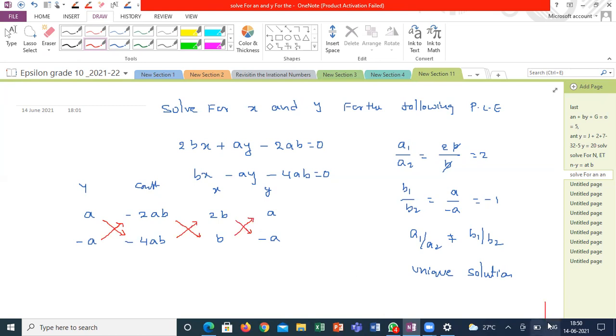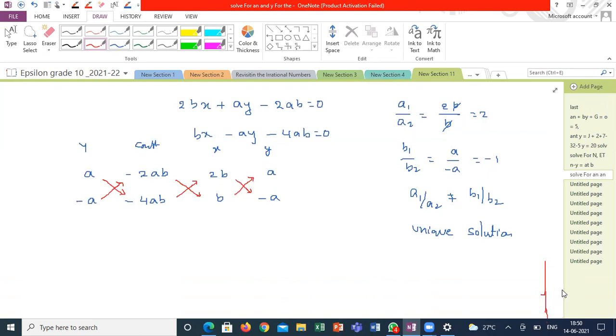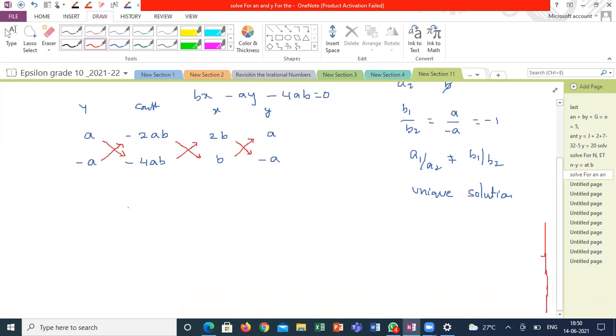So if you mark like this, it will be easy. You can avoid the mistakes. That's the reason we are marking. You know which direction you are multiplying.